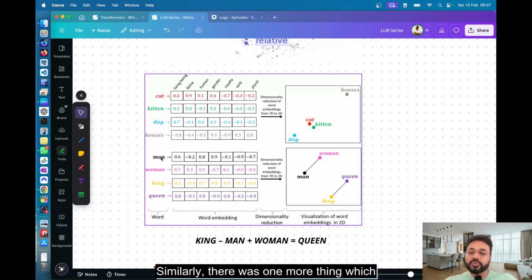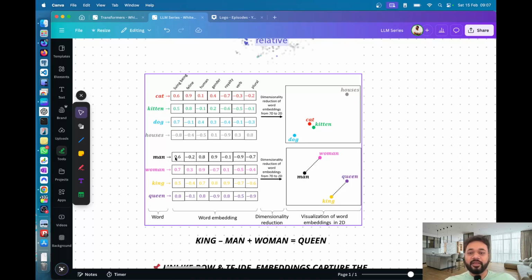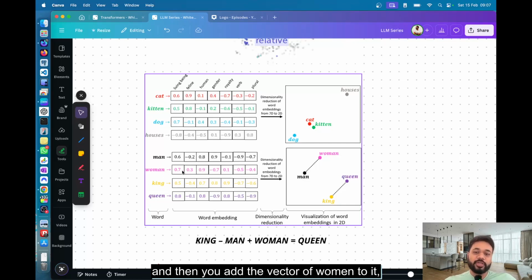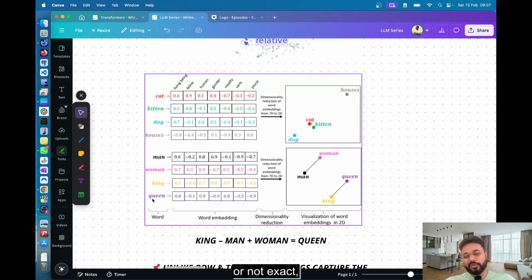And there was one more thing which was experimented. Take the vector representation of something like king, man, queen, woman. If you take the vector of king and subtract the vector of man, and then add the vector of woman to it, you'll find that the result is quite similar, not exact, but quite similar to the vector of the queen.